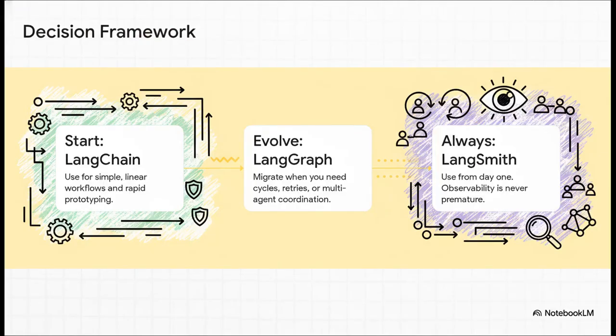So here's your decision framework. It's a simple, three-step rule. One, start with LangChain. It's awesome for quick prototypes and simple pipelines. Two, only bring in LangGraph when you hit a wall, when you realize, hey, I need a loop here, or I need multiple agents. And three, use LangSmith from day one. Seriously, observability is not a nice-to-have. It's an absolute must for building anything reliable.